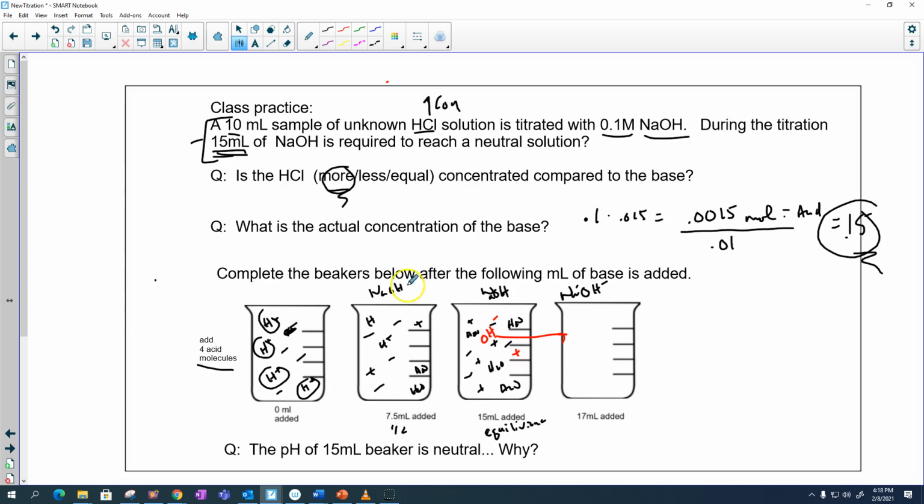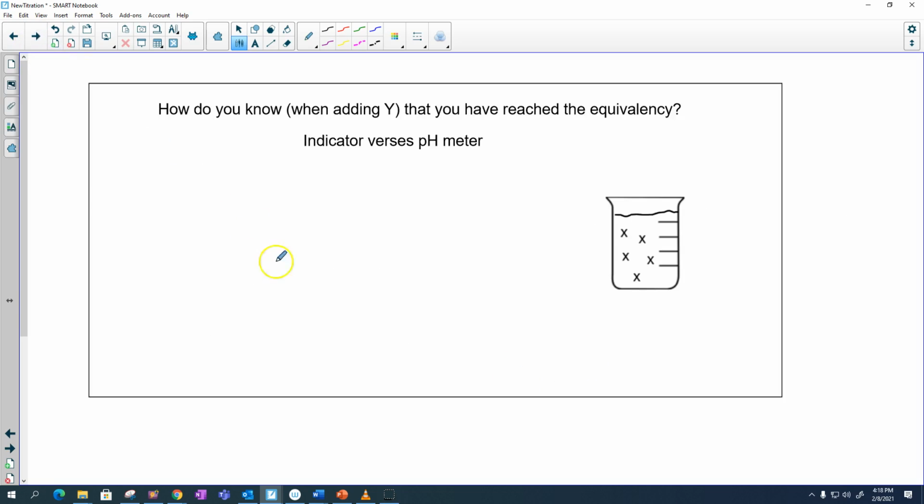Okay. All right. How do you know when adding Y when you've reached equivalency? And this can be one of the more difficult things. I mean, this could be clear. Maybe X isn't showing up. So maybe it's got some sort of color, or maybe it's got nothing. So what we're going to do with this thing is use an indicator.